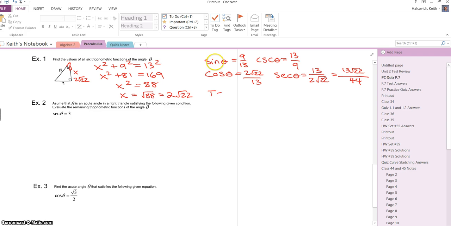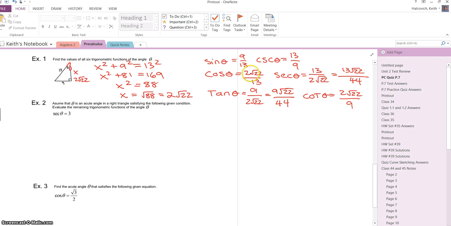The tangent is opposite over adjacent, so 9 over 2 rad 22. Remember, we have to rationalize that, so it becomes 9 rad 22 over 44. And then the cotangent is the reciprocal, so it's 2 rad 22 over 9.